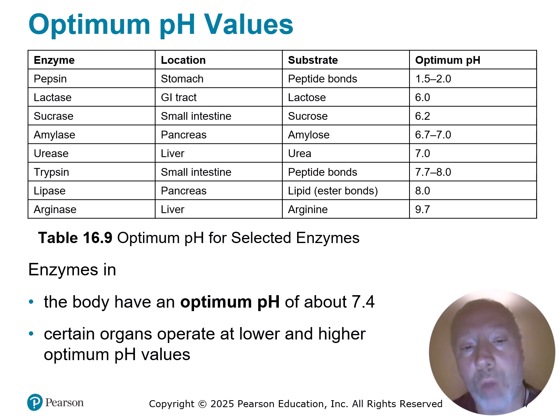Trypsin is found in the small intestines. Like pepsin, it breaks down peptide bonds. It has a pH of 7.7 to 8. Look at pepsin, which also operates on peptide bonds. It's the very opposite. The pH is very acidic. Trypsin, the pH is sort of basic. Now we have lipase that can break up lipids like fatty acids and glycerol. That's in the pancreas. It breaks lipid ester bonds, and it's a little bit basic at 8.0. And then we have arginase in the liver, as we mentioned earlier, which operates on the amino acid arginine, and it has an optimal pH of 9.7.